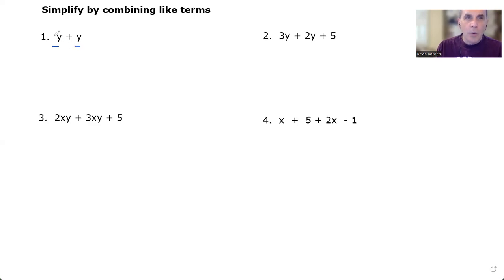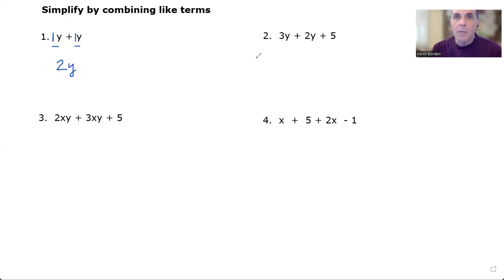And when there's no number or coefficient in front of it, we can think of that as being 1. There's one y there, and there's another y here. So we are just counting the number of y's. One y plus another y. We can combine that to write this as 2y.